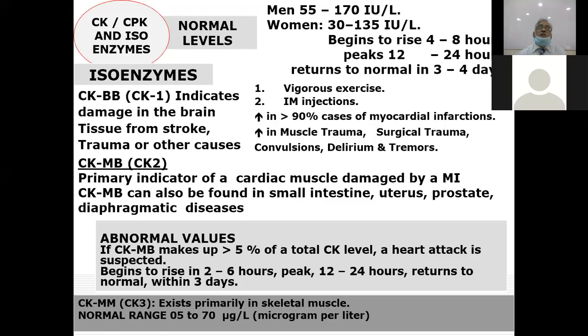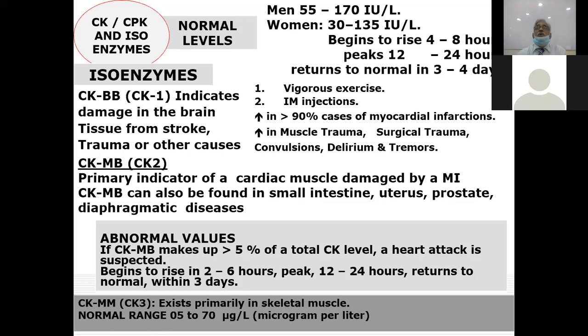Similarly, if the nurse has given the patient an intramuscular injection, it goes into striated muscle, so a slight rise can come from the muscle injection, and from myositis. It also increases with vigorous exercise, and in trauma, whether surgical, or even in cerebrovascular disorders like convulsions, tremors, and delirium. So when total CPK increases in pathological conditions and in physiological conditions like exercise, you can call it non-specific, but it is a test which can be supplemented with electrocardiogram and troponin.